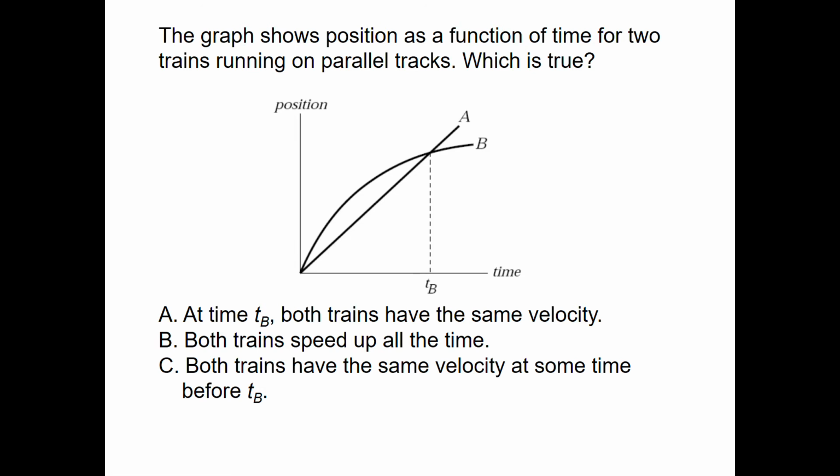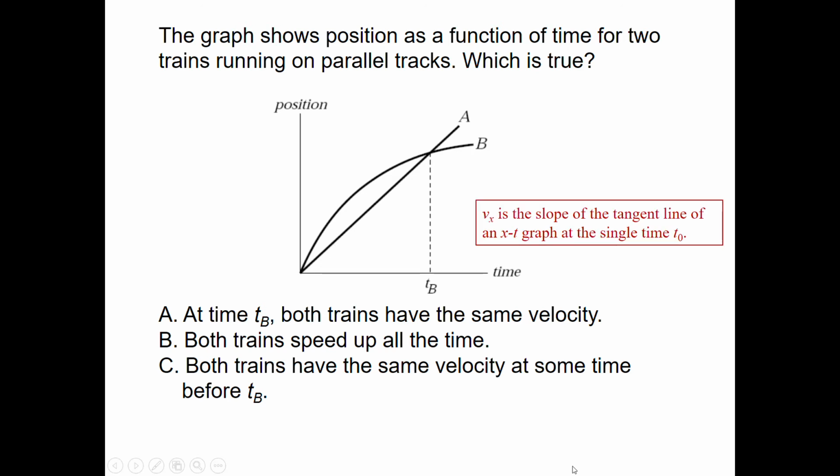So again, I'd like you to decide on your answer. If you need more time, just pause the video, but I'm not going to sit here silently too much longer. The correct answer can be gotten again from the definition. Vx is the slope of the tangent line.